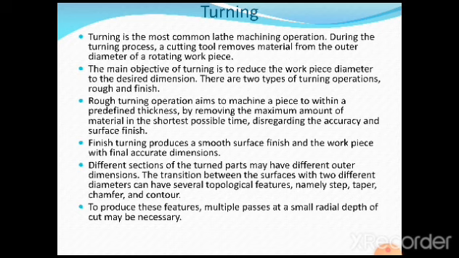Then I can adopt the next type, which is called finish turning. Finish turning produces a smooth surface finish and a workpiece with final accurate dimensions. To give a simple example, from 25 millimeters I can first reduce to 22, then from 22 to 21, from 21 to 20. When I am going to reduce from 22 to 21 and 21 to 20, I can go for the finish turning process. This is the meaning of the concept of rough and finish turning.